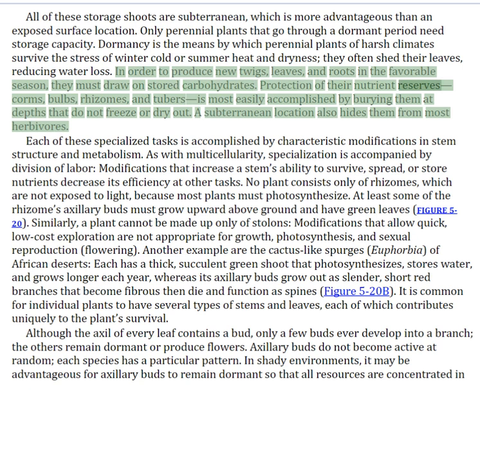Protection of their nutrient reserves, corms, bulbs, rhizomes, and tubers is most easily accomplished by burying them at depths that do not freeze or dry out. A subterranean location also hides them from most herbivores.